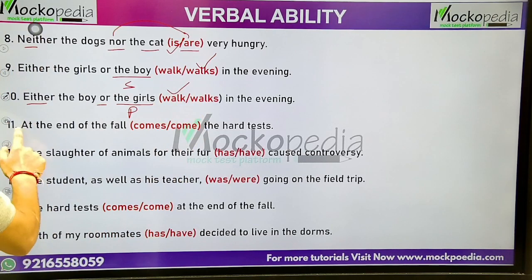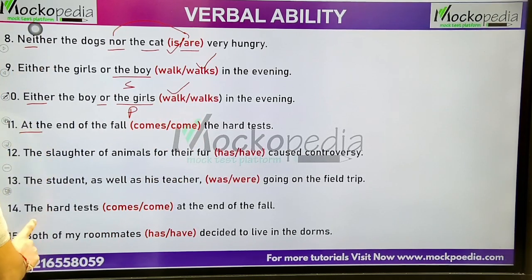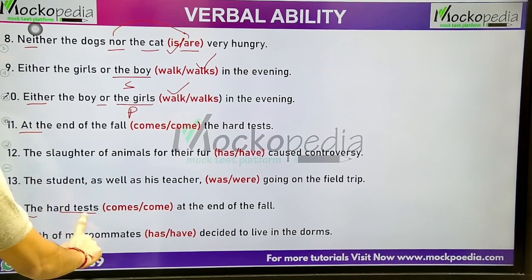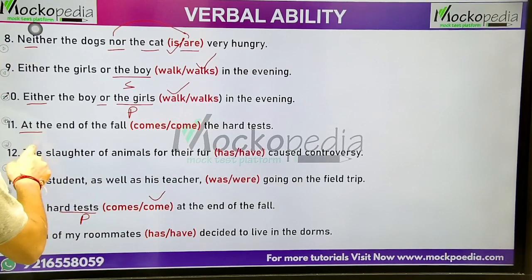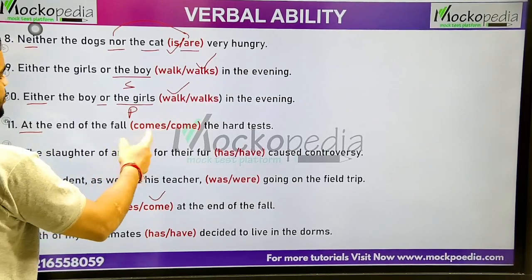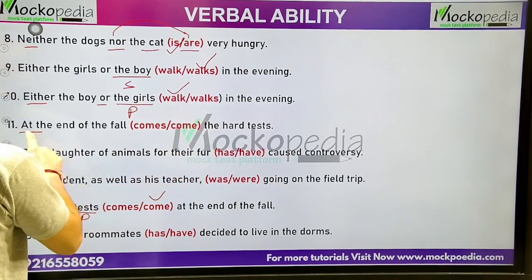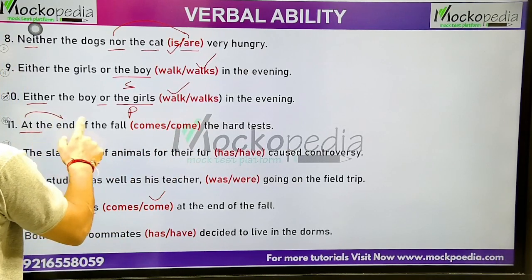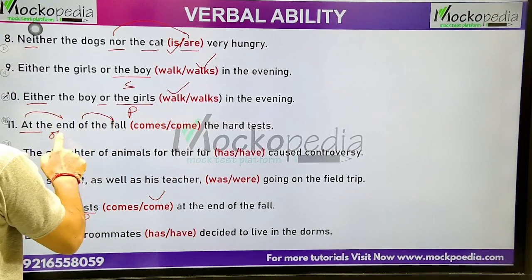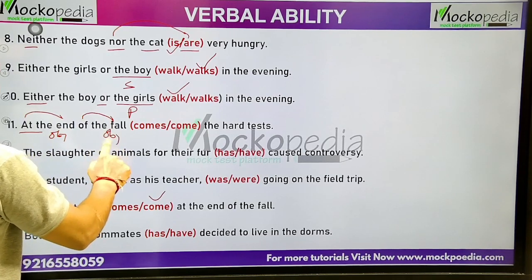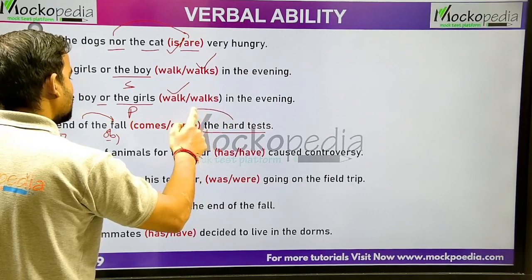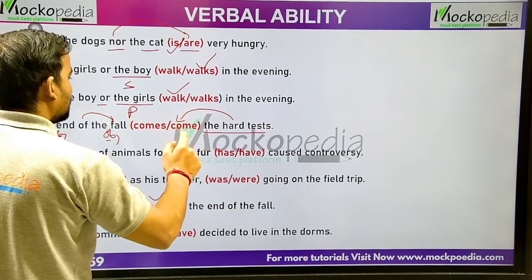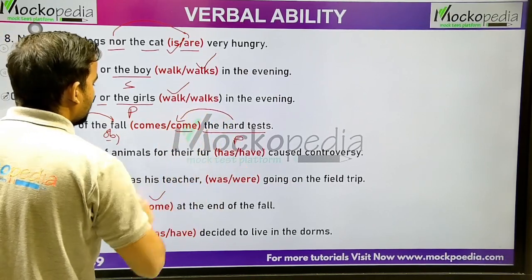At the end of the fall. This question we can try with the 14th one. The hard tests, plural, that is why come at the end of the fall. And now the 11th: at the end of the fall, come or comes the hard test. Here we are not talking about these things because these are objects. This sentence is written differently where the subject is after the verb. The hard test, it is plural, so that is why come.